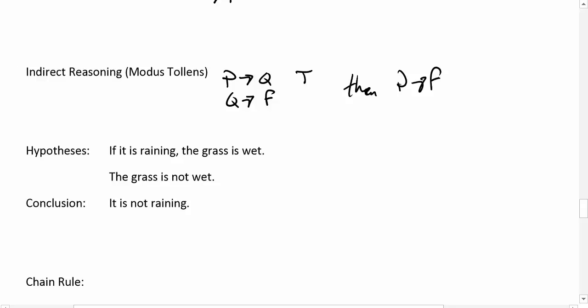So going back to our example, if it is raining, the grass is wet. I think that's a true statement. Anytime it rains, grass is wet. We just talked about that. However, I look outside and I see that the grass is not wet. So what does that tell me? That tells me the only way that the grass cannot be wet is if it is not raining, so P itself has to be false. Again, we would want to say that's just common sense. I understand, it's just how we think. But in logical notation, we're illustrating indirect reasoning or modus tollens.